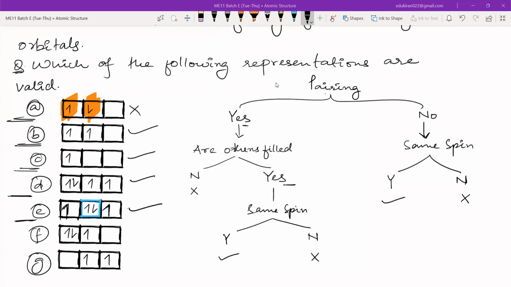What about F? Is this paired? Yes, it is paired. Is it the same spin? Yes. Then for G, is it paired? No, it is not paired. Is it in the same spin? Yes. You don't have to look at the order. This G is equivalent to B. They are not different, they are the same. Please write this. Let me know if you're done.